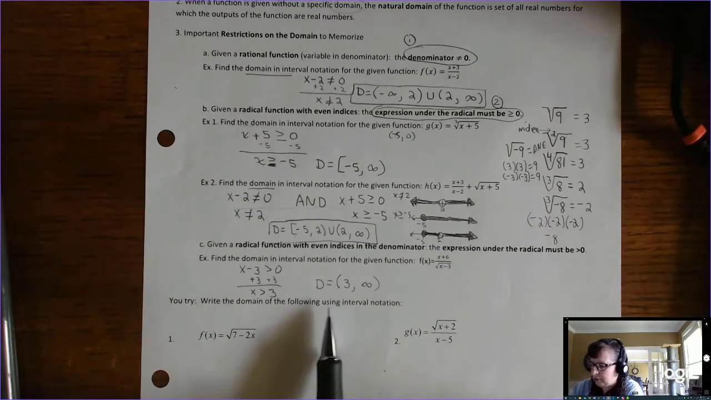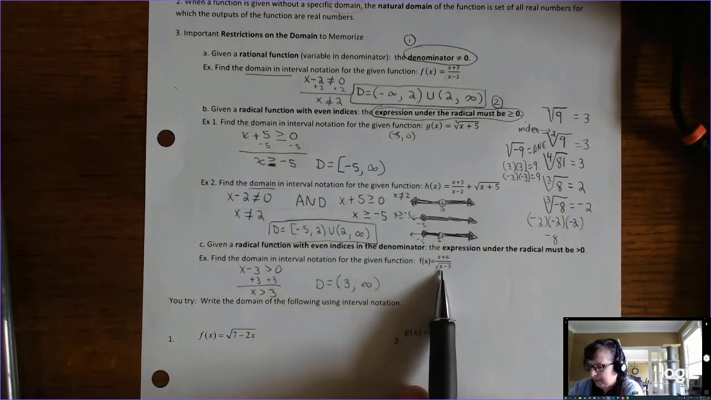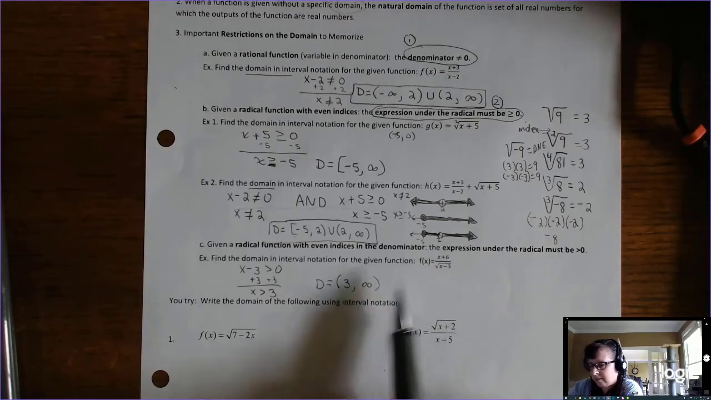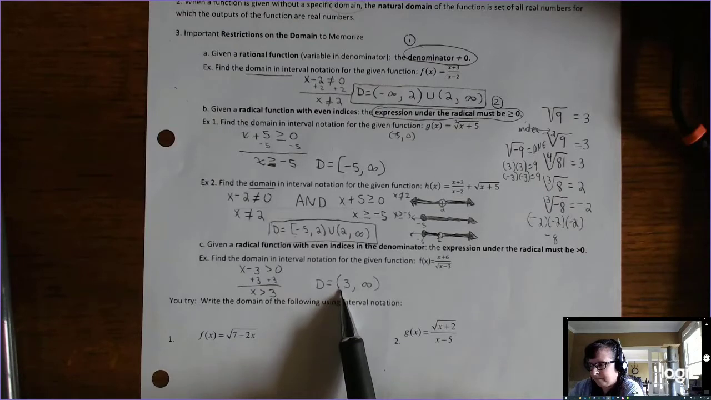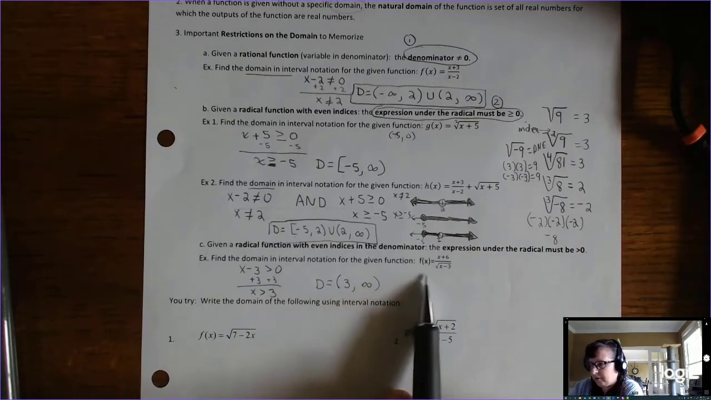Okay, so we can check it. If we tried to put 3 in, 3 minus 3 is 0. The square root of 0 is 0. That's okay, but 9 over 0 is not a number, so you can't include 3. But you can include 4 or 5 or anything greater than 3, and it will be fine.